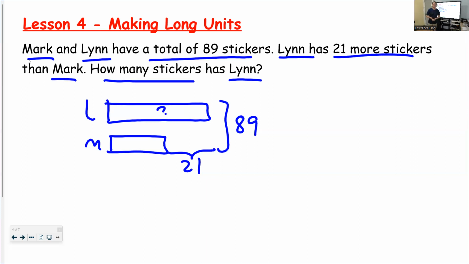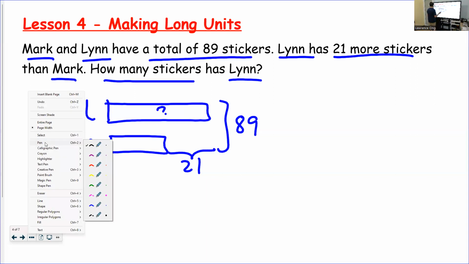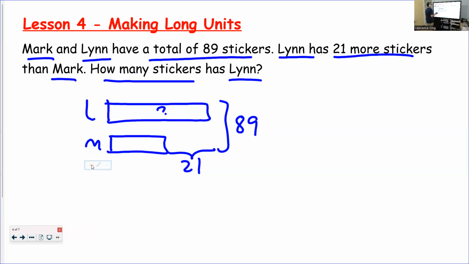So what is a good model? A good model is when you can look at the model without having to look at the question. So if you look at the model, you can see that you want to find Lin, right? Lin has how many stickers? So I want to find the value of the longer box. So what do I do? I stretch. Okay, I stretch Mark's rectangle to get the longer box as well.